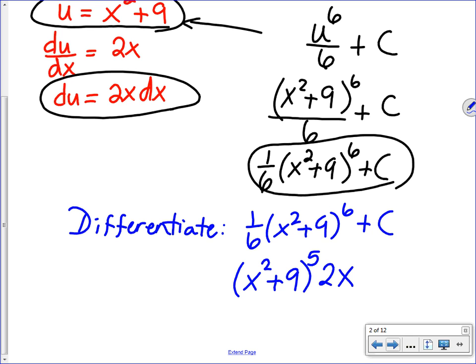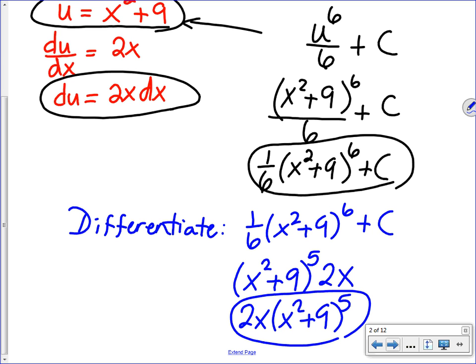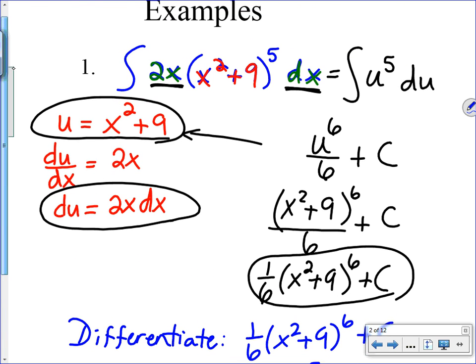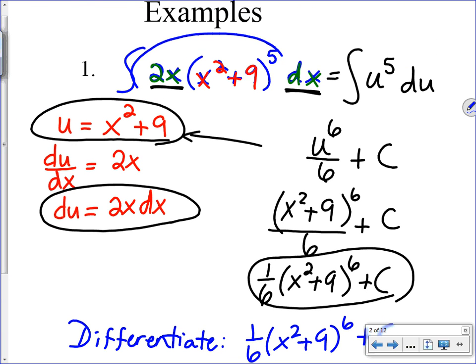And then we could flip this around. I just want to show you that in fact it got us back to the beginning. That might help you understand that it's basically the chain rule backwards. By setting u equal to the inside function and then finding the derivative of it, you're really just trying to figure out the derivative of the inside.